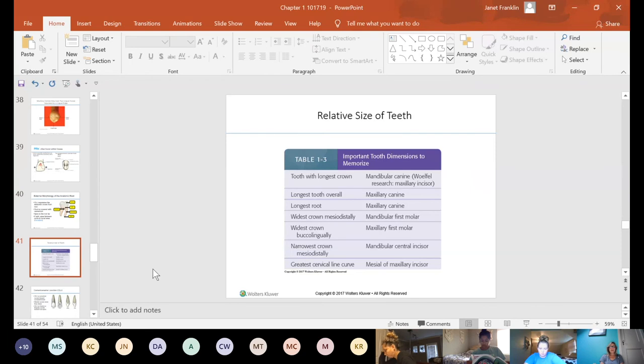This next slide, slide 41, gives you some data out of your dental anatomy book. It just tells you which ones are the longest or the widest or the narrowest of all your teeth. Eventually you will know this.